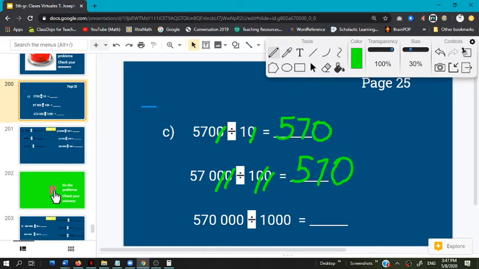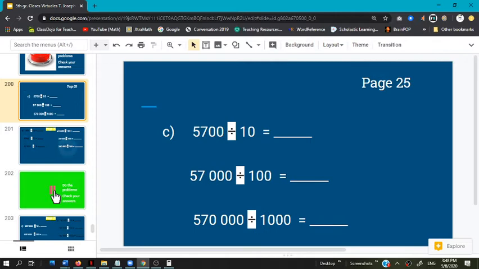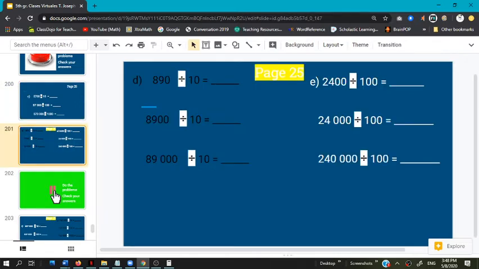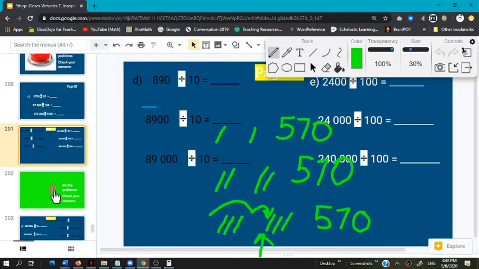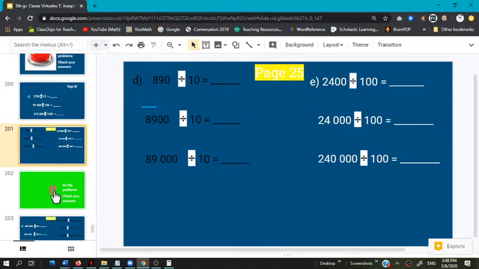Okay, and the last problem, divide both sides by 1,000. 1,000 divided by 1,000 is just 1. And then we're left with 570 divided by 1, which again is equal to 570. Okay, pretty simple. All right, let's do the next couple of problems together. We have letter D and E on page 25. When we do this, we're just going to now divide by 10 with all of these problems. So this is going to give us some answers that are a little bit different.